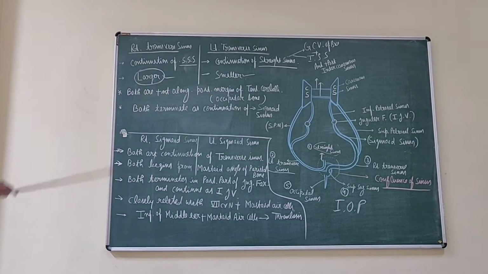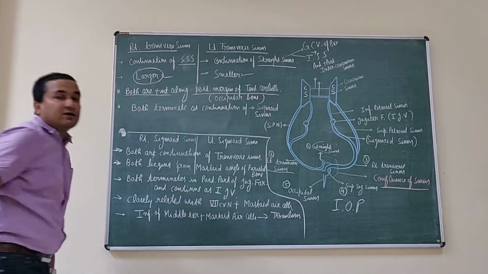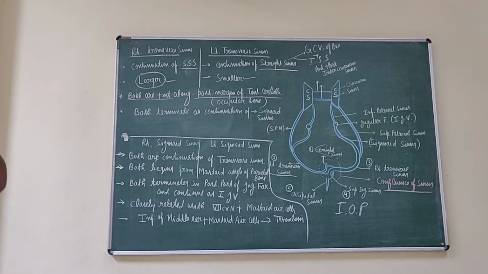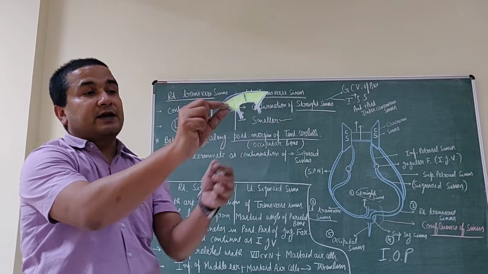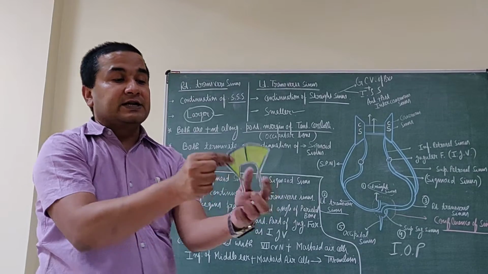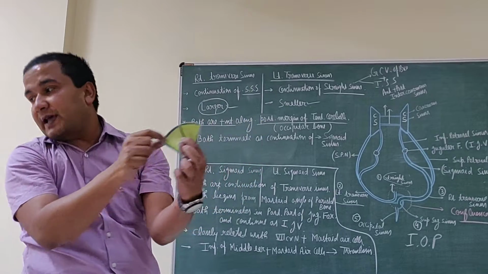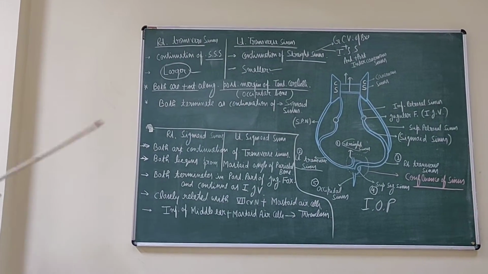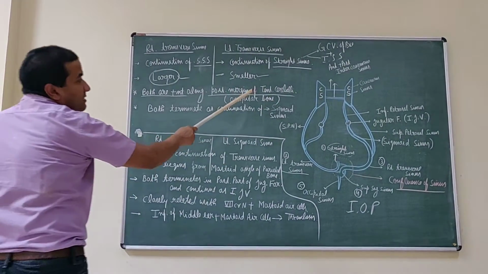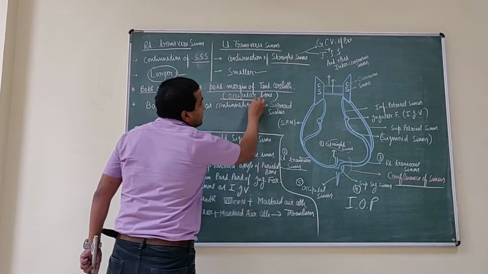Now both have common features. Both are present along the posterior margin of the attachment of the tentorium cerebelli. If you see, this is the tentorium cerebelli attachment, this is the anterior margin, and this is the posterior margin. This posterior margin completely is the transverse sinus. Right side is the right transverse sinus, left side is the left transverse sinus. So both sinuses are present along the posterior margin of the attachment of the tentorium cerebelli, that is present along the occipital bone.